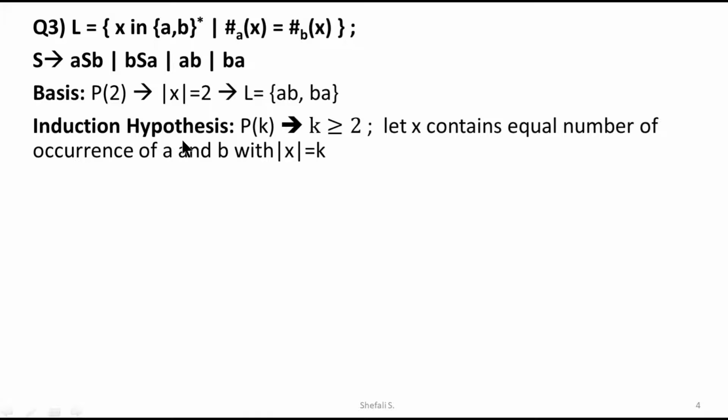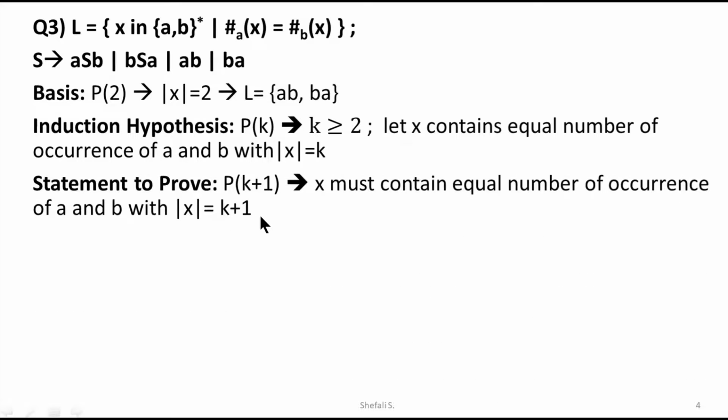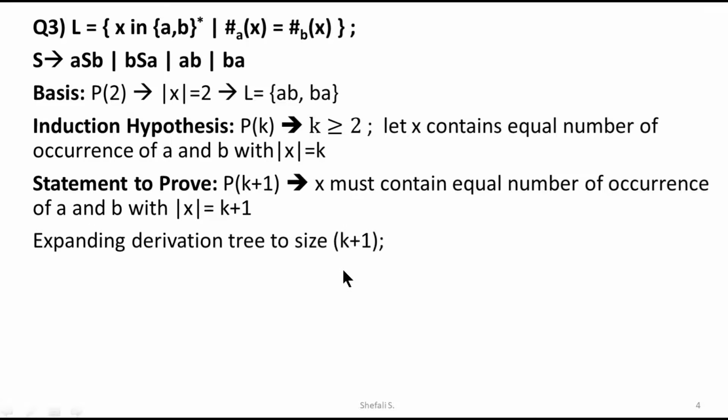We'll have the hypothesis where k, the size of your string, is greater than or equal to 2, because the base condition is 2. Let x contain an equal number of A's and B's; the occurrences are the same. With this hypothesis, we move to the next statement: we have a string whose size is k plus 1, and again we have to claim that the string x contains an equal number of A's and B's.